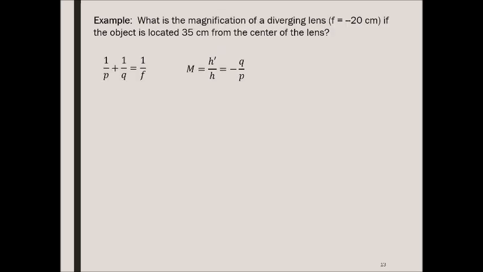Okay, time for you to give it a try. What is the magnification of a diverging lens? So now, since it's a diverging lens, we know the focal length is negative. If the object is located 35 millimeters from the center of the lens. So go ahead and work on finding M.